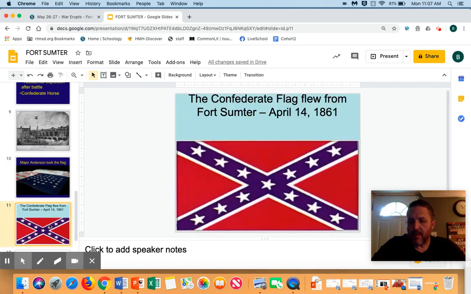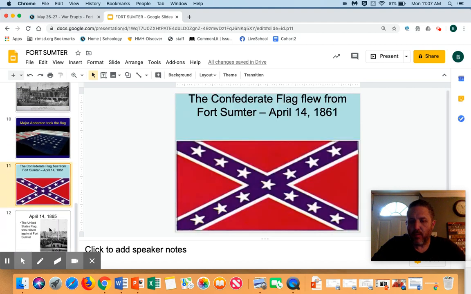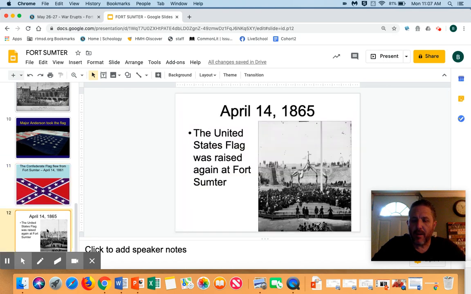As I mentioned, the Confederate flag does fly above the fort on April 14th, 1861. And the reason I show you that date is because 4 years later, on April 14th, 1865, at the close of the Civil War, the United States holds a ceremony raising the American flag once again over Fort Sumter, where the war began. Robert Anderson actually did come out of retirement for that.